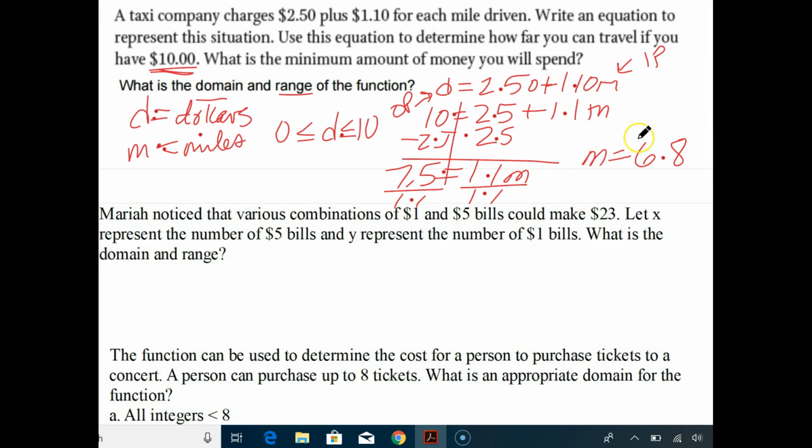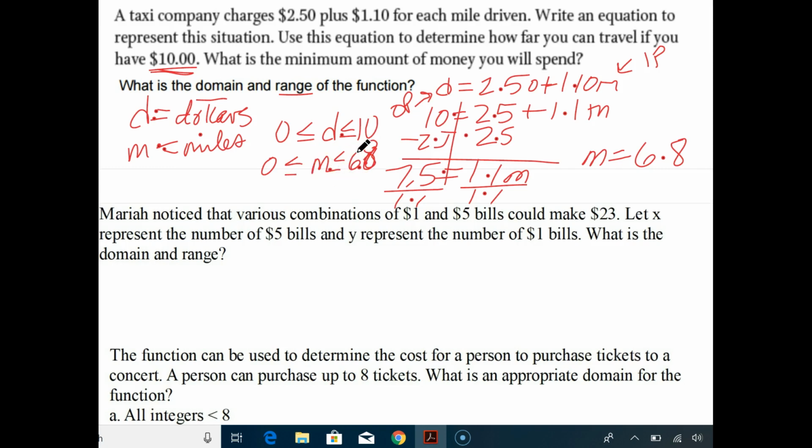So I can go no more than 6.8 miles. And if we round it to the nearest tenth, it would be 6.8. Whole number would be 7, but we're going to do 6.8. So the miles, I just drifted off. I don't know if y'all caught me there. Sorry. But the miles is going to be between, I can go no miles or I can go 6.8 miles. So M is greater than or equal to 0, but less than or equal to 6.8.